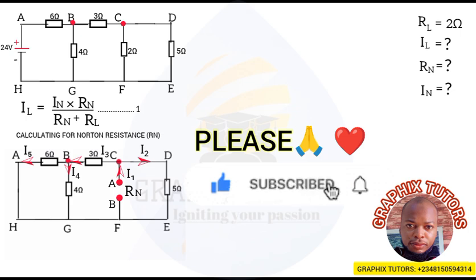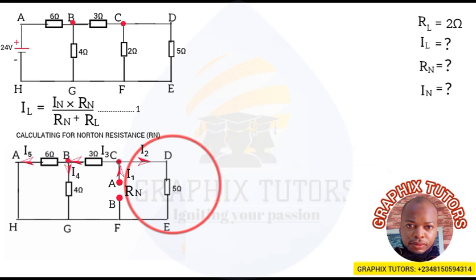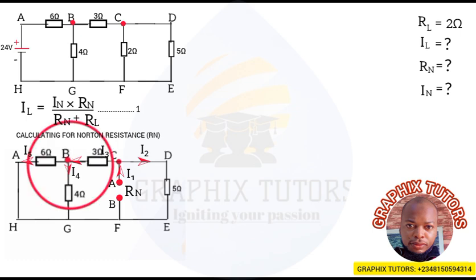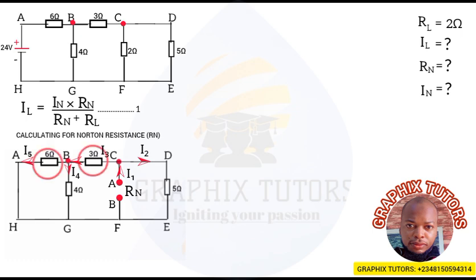So if you look at the right hand side here, we only have a 5 ohm resistor, and that is the only resistor in the right hand side. So I'll call that the champion of the right hand side. But if you look at the left hand side, we have three different resistors: the 6 ohm, the 3 ohm, and the 4 ohm. So we need a champion.